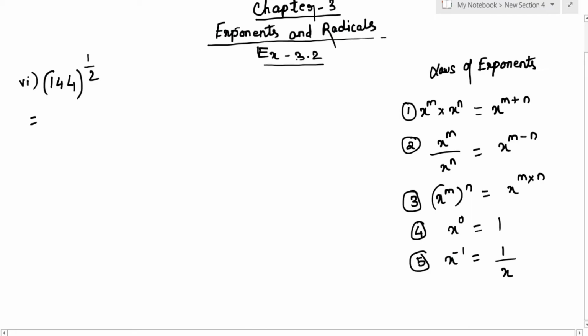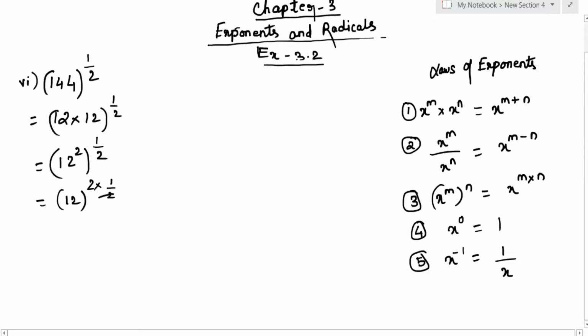Next is 144 whole to the power 1 by 2. How can we solve that? 144 is the square of 12. 12 12s are 144. So in the next step, it is the square of 12. Now we have power to the power. So what will happen? Powers will multiply with each other. And 2 and 2 are going to be cancelled and 12 to the power 1 is 12.